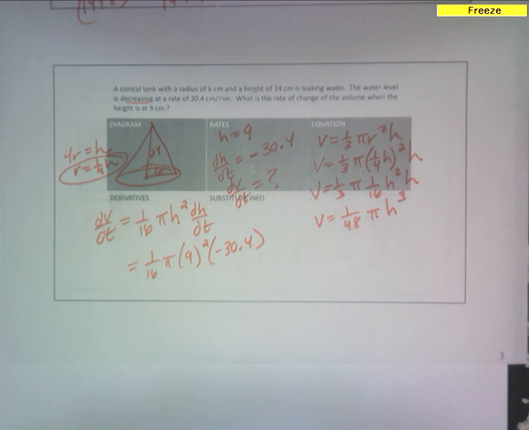And while you do that, I'm going to pass out your worksheet. If you get in the 400s as your answer, you are good. Where's your calculator? Negative. It is negative because the water is leaking.